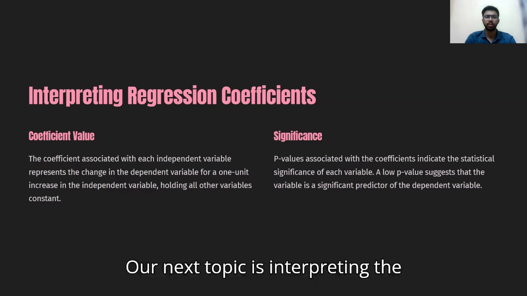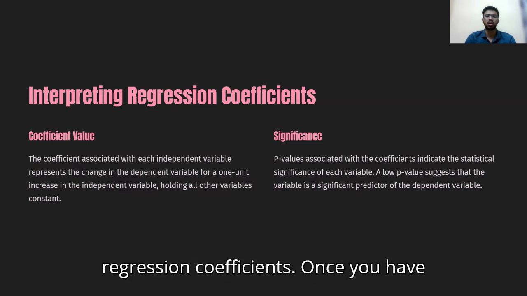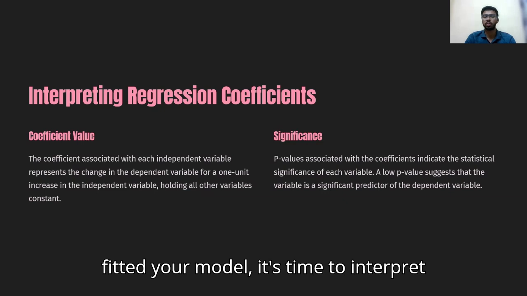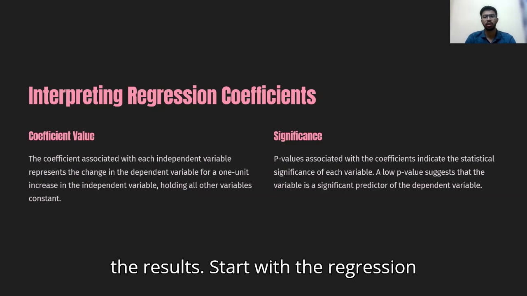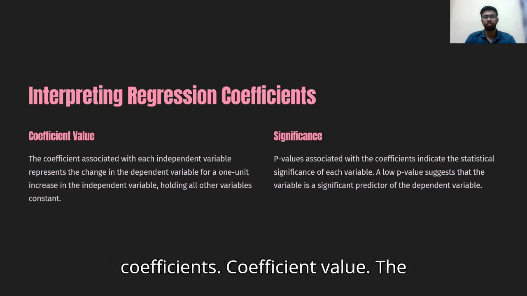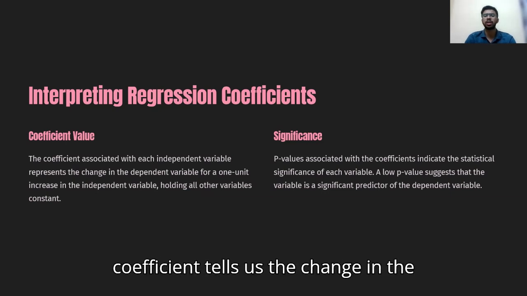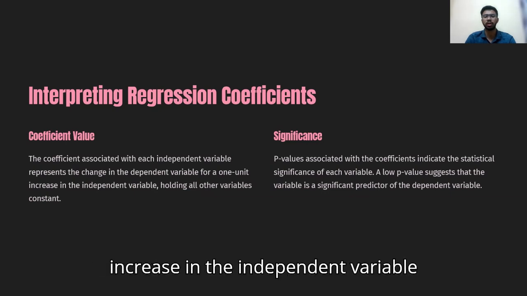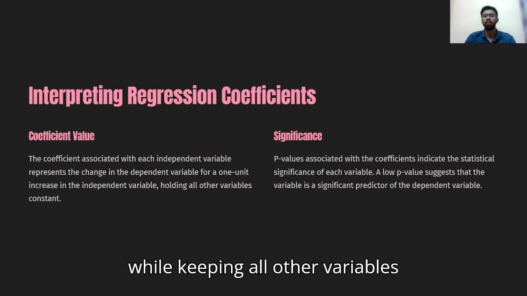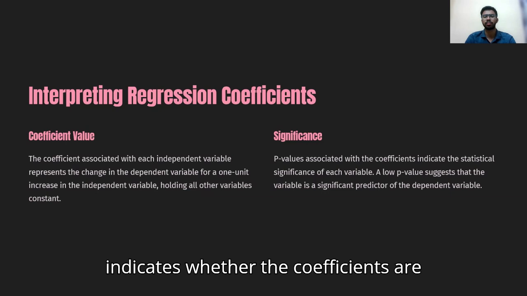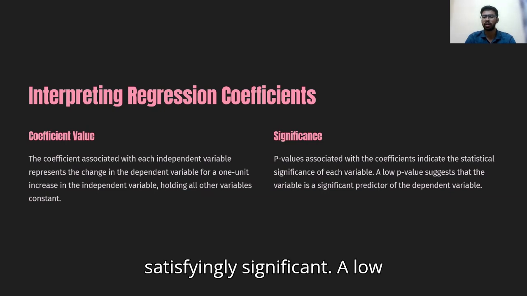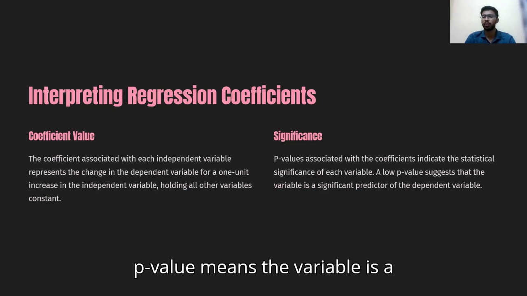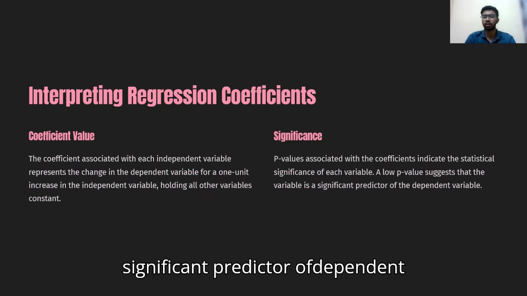Our next topic is interpreting regression coefficients. Once you have fitted your model, it's time to interpret the results. Start with the regression coefficient value. The coefficient tells us the change in the dependent variable for a one unit increase in the independent variable while keeping all other variables constant. Next, the p-value indicates whether the coefficients are statistically significant. A low p-value means the variable is a significant predictor of the dependent variable.